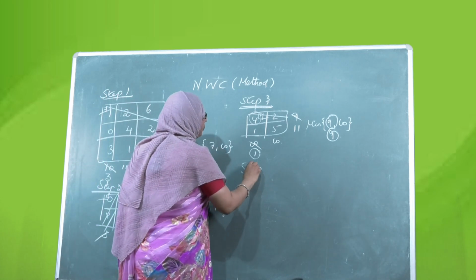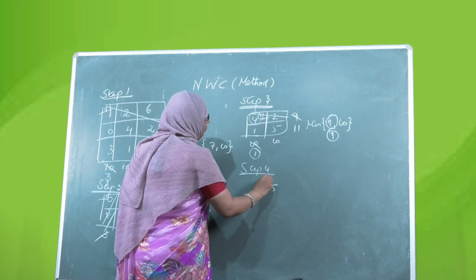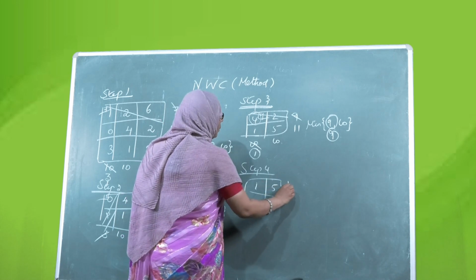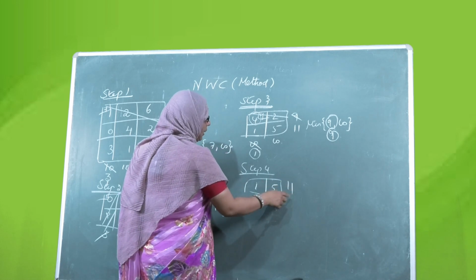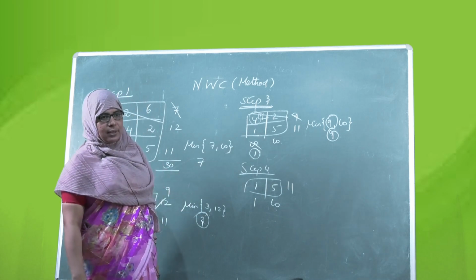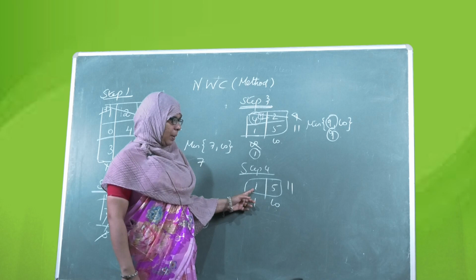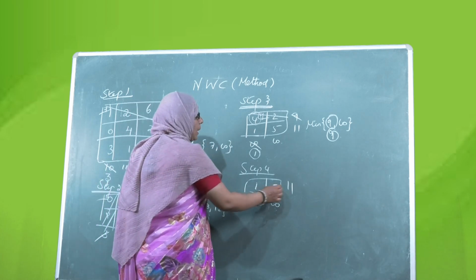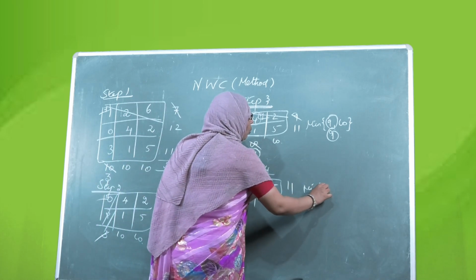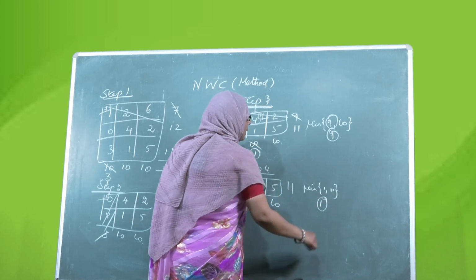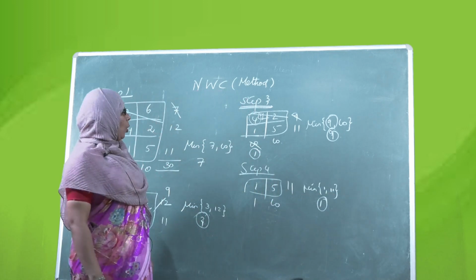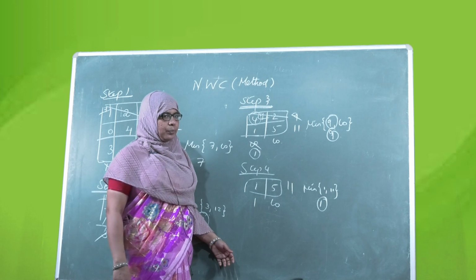Step 4. So 1, 5. So 11, 1, 10. 11, 11, the problem is balanced. Okay, so what is the northwest element? 1 is the northwest element. What is the minimum element, 1 comma 11? So 1 is the minimum element. So obviously you have to allocate which element?